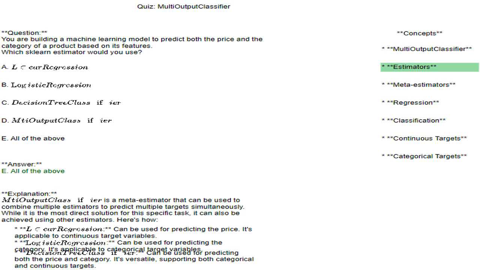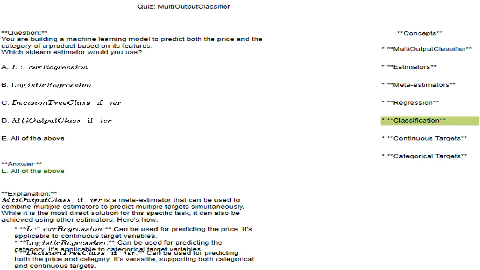Estimators. Machine learning algorithms that learn from data and make predictions. Examples include linear regression, logistic regression, and decision tree classifier. Method estimators. Estimators that utilize other estimators as building blocks. Multi-output classifier is an example. Regression. Predicting a continuous target variable. Linear regression is a common regression algorithm. Example: predicting the price of a house based on its size and location.